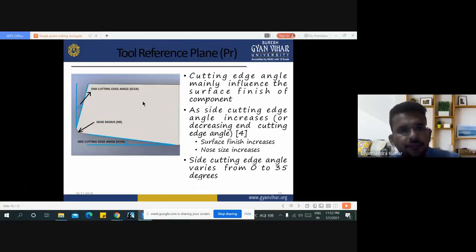This is the angle of tool reference plan, like side cutting edge angle or end cutting edge angle. Here this is known as nose radius. Cutting edge angle mainly influences the surface finish of the component. As side cutting edge angle increases or decreases, the surface finish increases and the nose size increases. Side cutting edge angle varies from 0 to 35 degrees in a single point cutting tool.